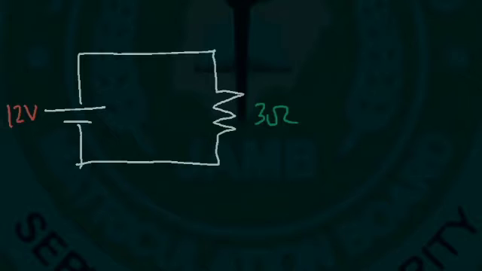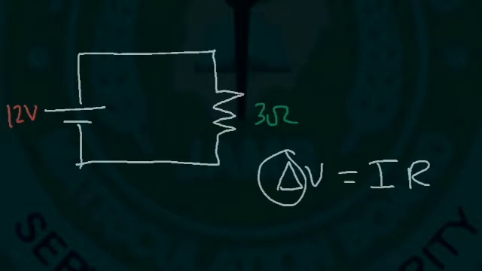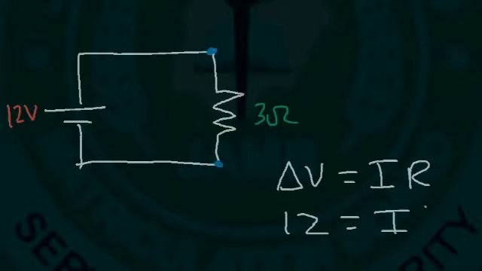Now there's an equation that is associated with Ohm's law. Voltage is equal to current times resistance. The triangle is basically the change in voltage, or the potential difference between 2 points in the circuit. The voltage across the resistor is 12 volts. It's equal to the voltage of the battery. So V is 12. The resistance is 3 ohms.